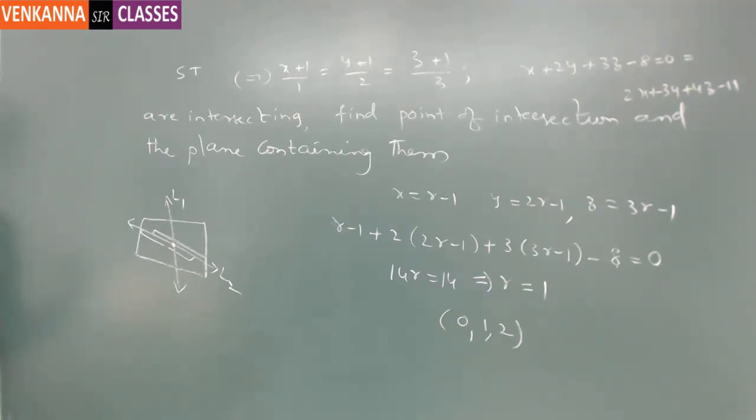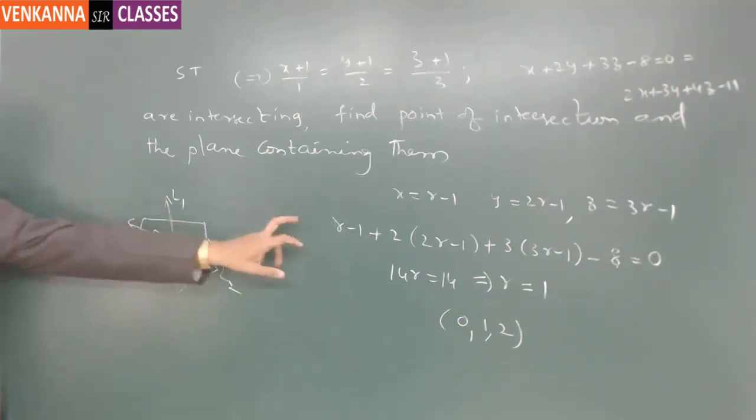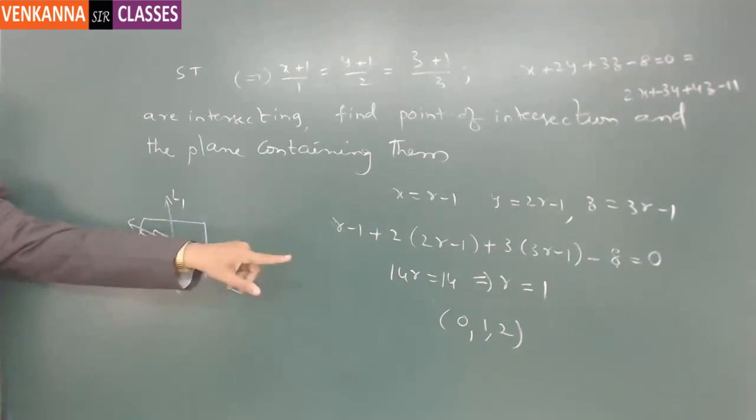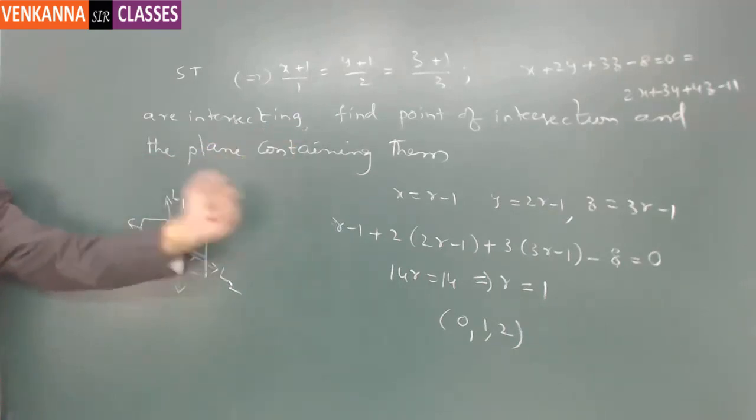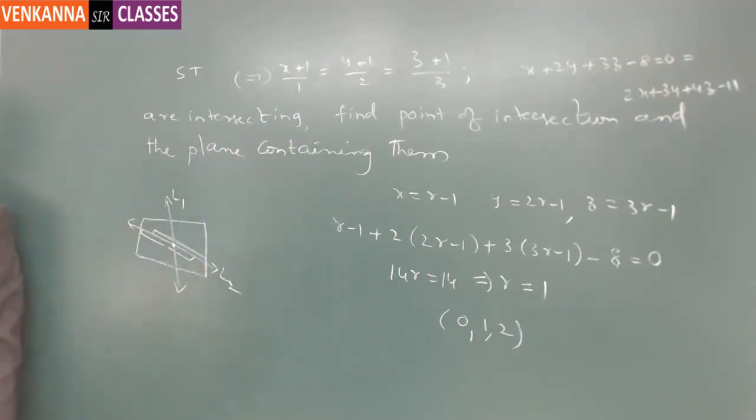So in order to calculate r, apart from substituting the coordinates in the first plane equation, you can take the second plane also. Either of them will give the exact r value which depicts the point of intersection. That's it. All right.